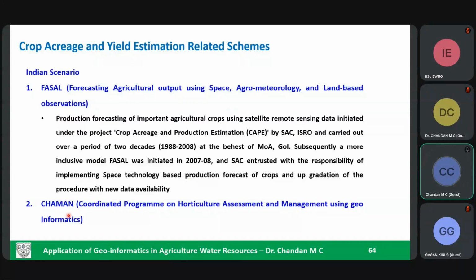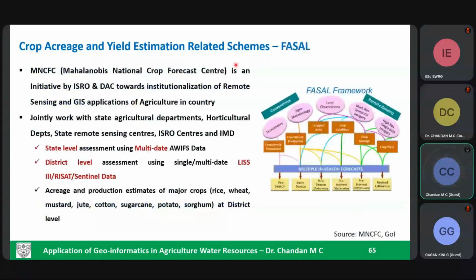Another one is CHAMAN. CHAMAN is with respect to horticulture products. So basically, all our agriculture is with respect to the FASAL scheme. FASAL integrates the remote sensing data sets. It integrates the econometric model, which is one of the major aspects. The econometric model also takes into consideration the current market rates for agriculture products, and it gives importance to state level assessment, multi-date assessment, and district level assessment, and how it can be implemented for the majority of the crops grown in India, to estimate the yield.